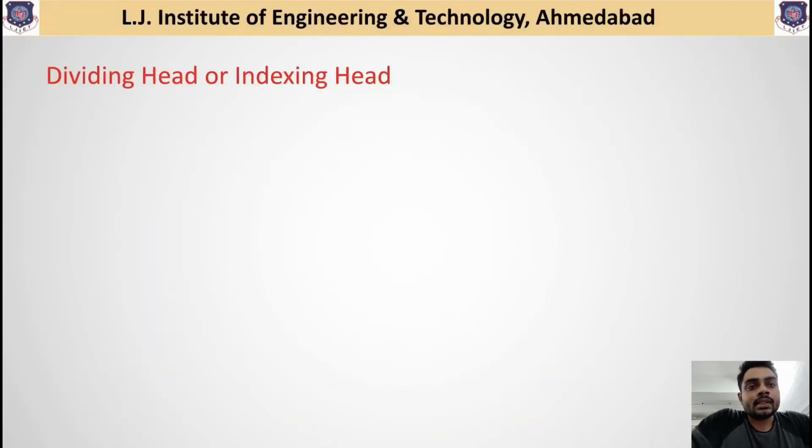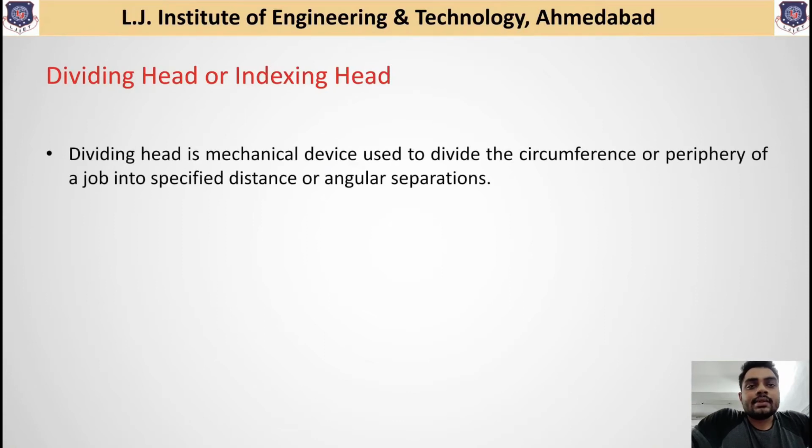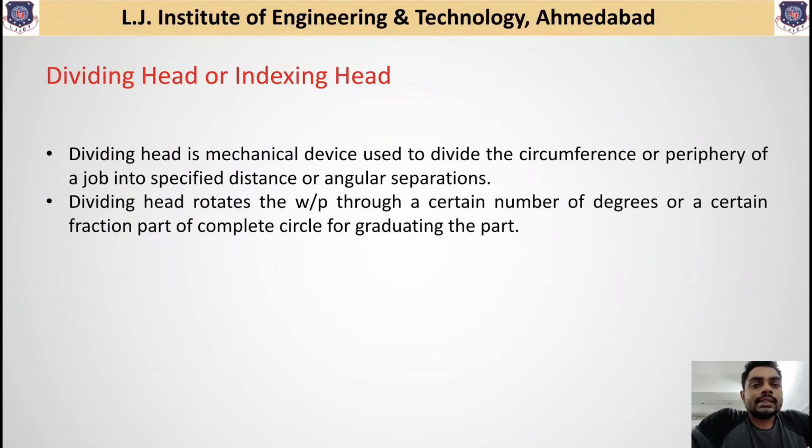This dividing or indexing head is a mechanical device used to divide the circumference or periphery of a job into specified distance or angular separation. Similarly, this dividing head rotates the workpiece through a certain number of degrees or a certain fraction of a complete circle for graduating the part.